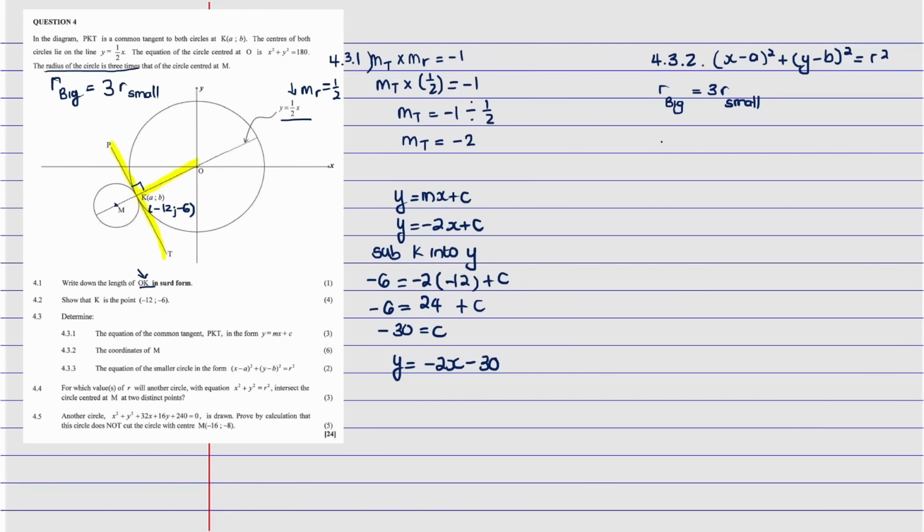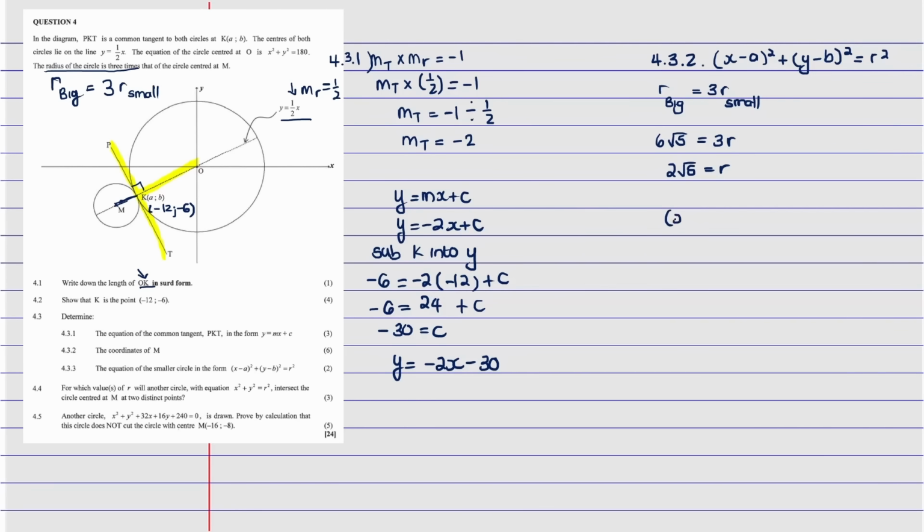The radius of the big circle we calculated as being 6 root 5, right? And this was equal to 3r. So I'm just going to call it r because I'm looking for this distance, the radius of the small circle. So now I'm going to have 6 root 5 divided by 3. So I'm going to have 2 root 5 is equal to r. So that's that. I'm going to substitute it back here.